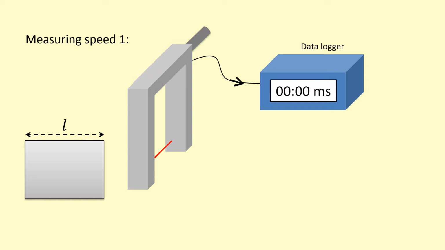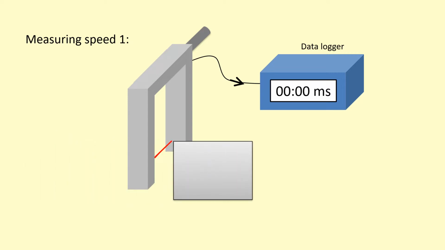In this case, I've got a card of length L. Let's say that's around 5 centimeters. I would use a ruler to measure the length before I start this practical. I let it pass through this light gate at some speed, and then the data logger gives me how long it took for it to pass through that light gate. So it took 40 milliseconds for that 5 centimeter card to pass through the light gate.